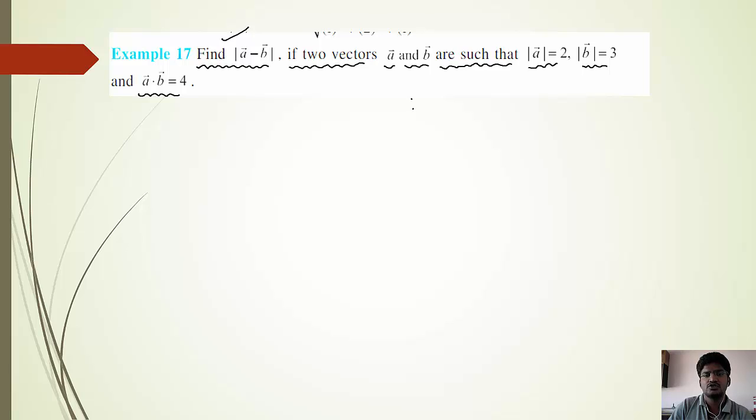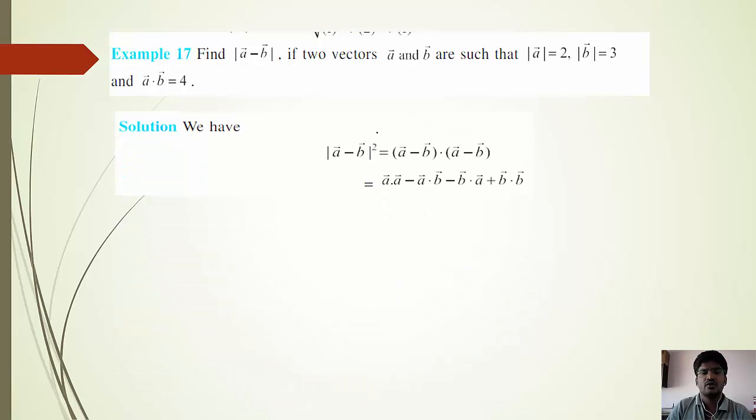They are asking. So we know that vector A minus vector B whole square, if I do this, how can you write? You can write it as vector A minus vector B into vector A minus vector B. Clear? This is A minus B whole square. So I am writing mod of A minus B whole square as A minus B dot A minus B. So after writing this, further you can simplify the terms. Clear?